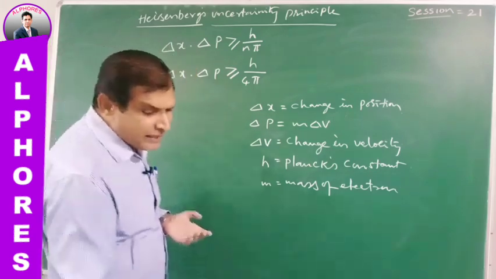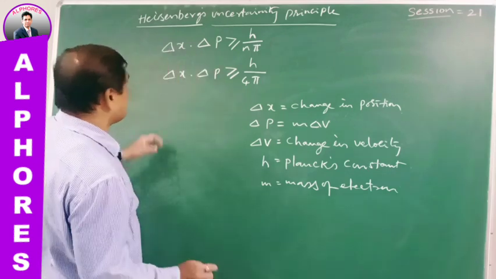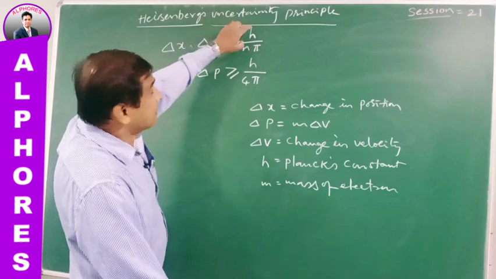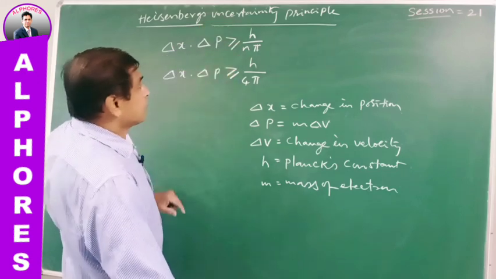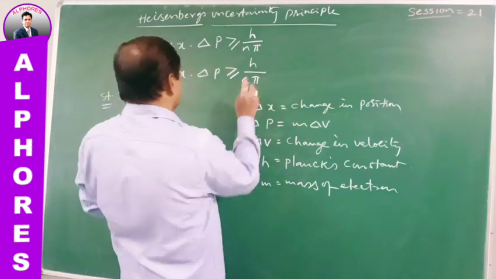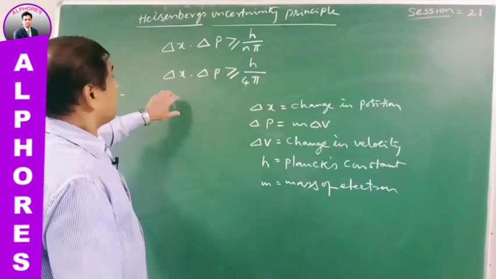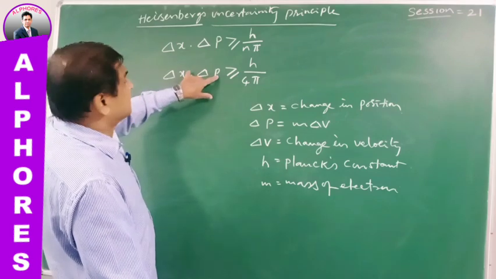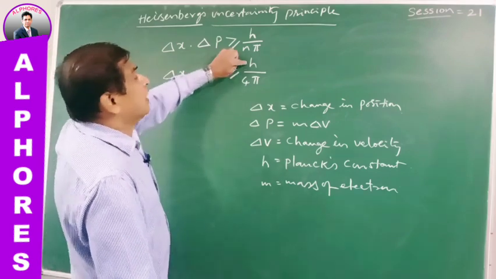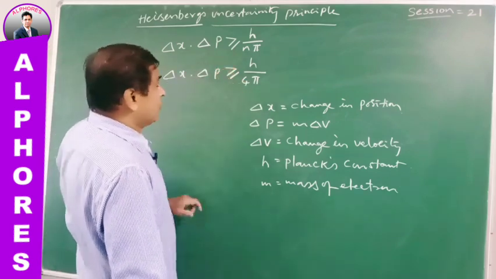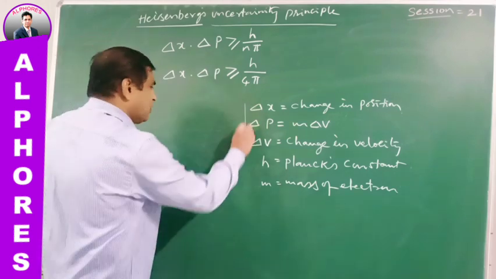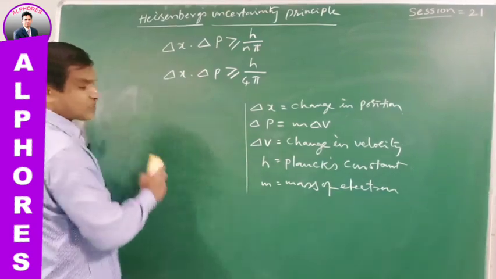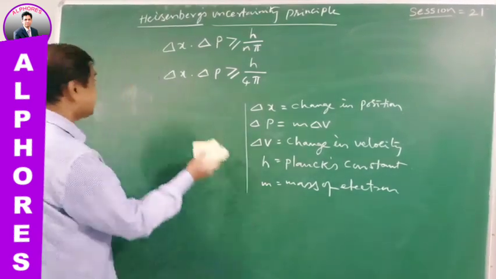So mathematically, the uncertainty principle can be represented like this: delta x into delta p is greater than or equal to h by n pi, where n is equal to 4. That means the product of uncertainty in position and uncertainty in momentum is greater than or equal to h by 4 pi. That is the statement of the Heisenberg uncertainty principle.